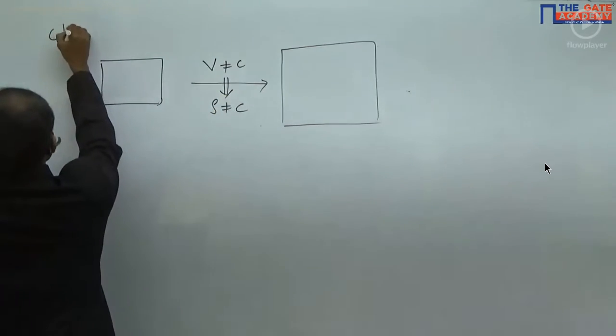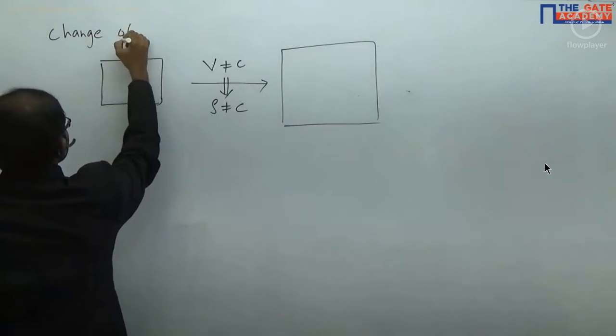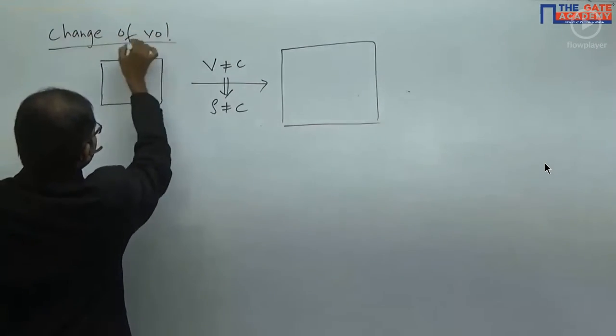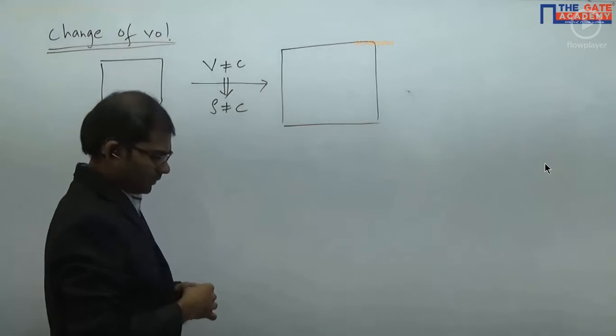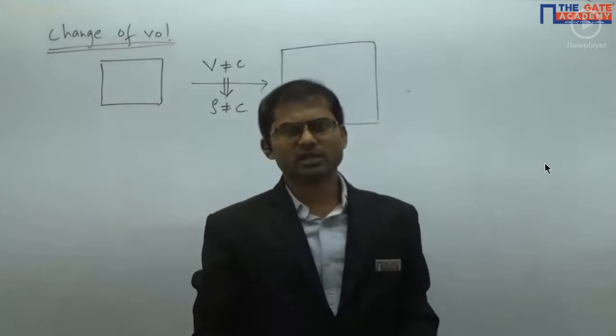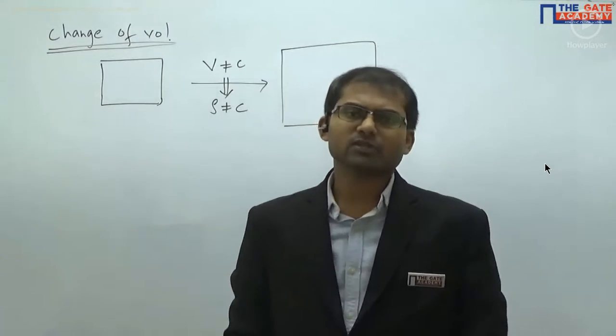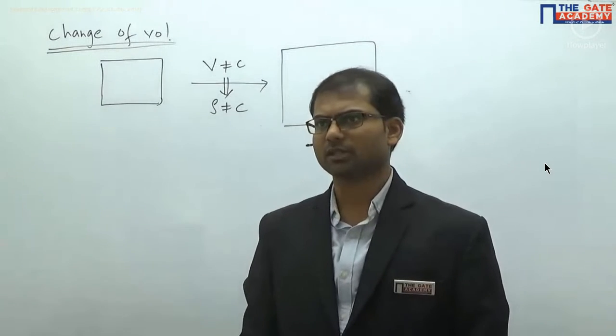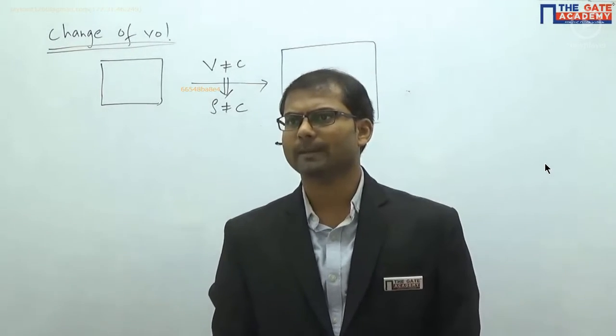So change of volume means this thing. Kindly copy this: change of volume. In the situation where change of volume is occurring when mass is constant, density will not remain constant at all. This is the thing which you must take into consideration here.